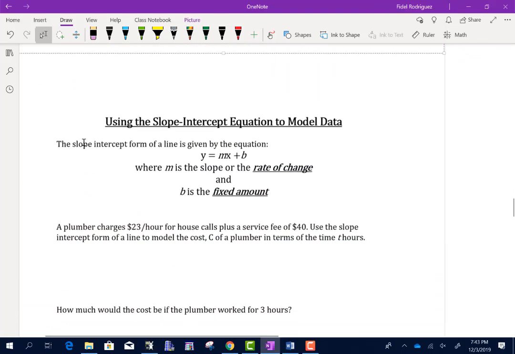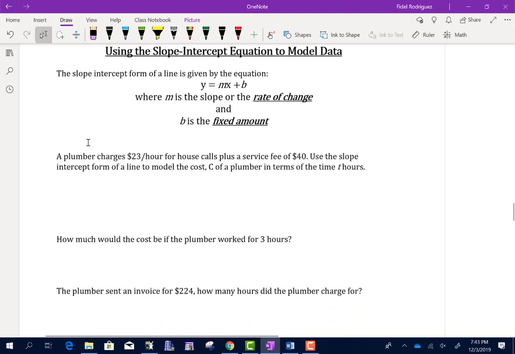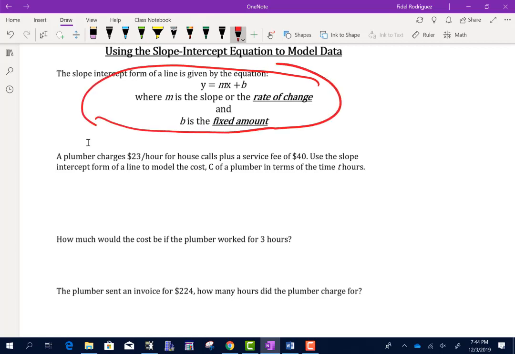All right, good deal. So guys, got another couple of problems here. We're going to try to figure out the same sort of thing, okay? And let's take a look. It says use the slope-intercept equation to model data. So same kind of equations we've been dealing with before. The y equals mx plus b. M is my slope, my rate of change. B is my fixed amount. So let's take a look here.